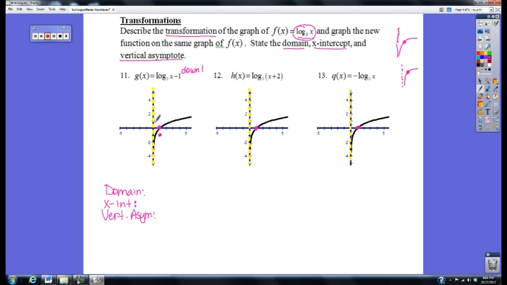Now, as this vertical asymptote moves down, it's vertical. As it moves down, does it really change any? No. A vertical line shifted down is still going to be at the same place. So your vertical asymptote started at x equals 0, and it's still at x equals 0. Okay, that one didn't go anywhere.